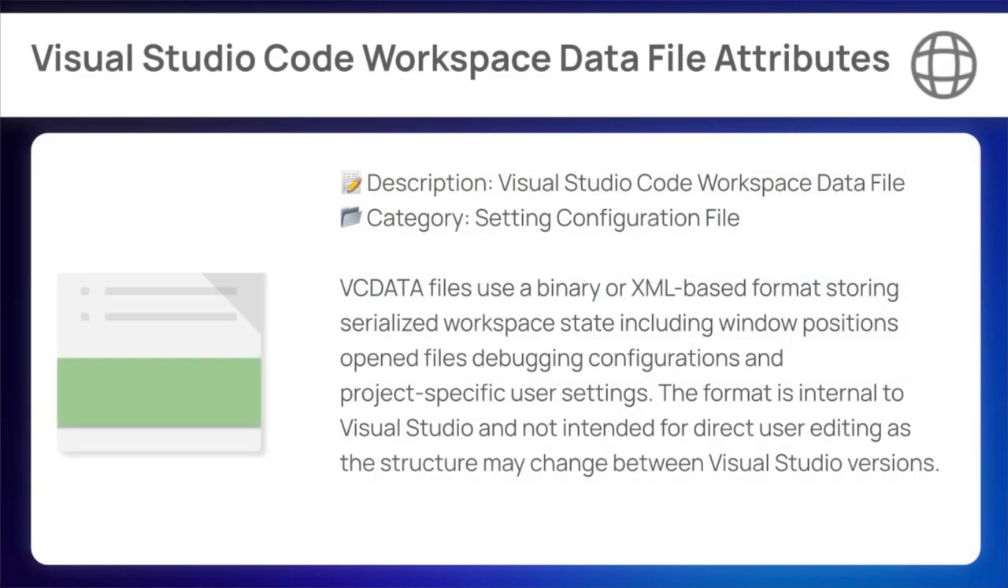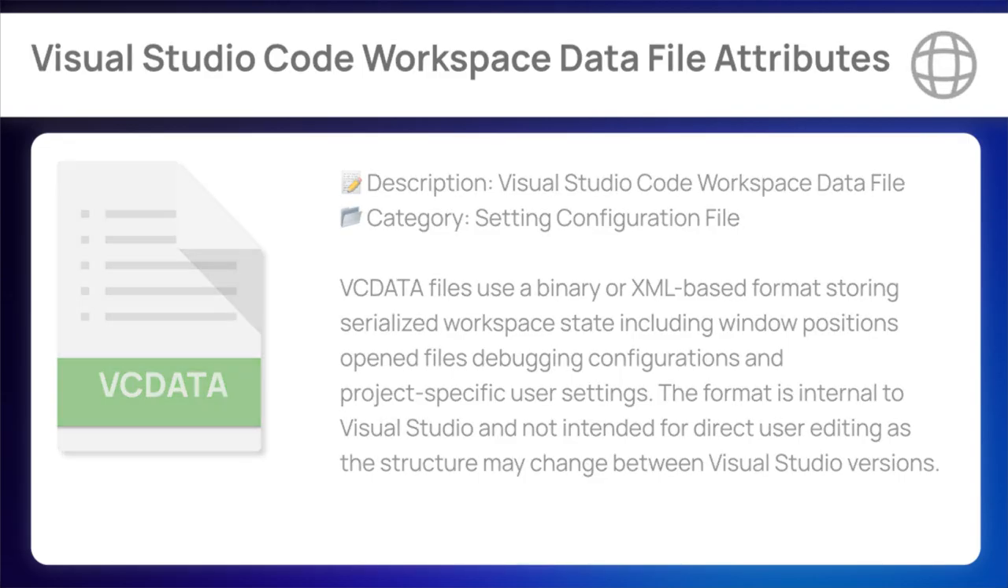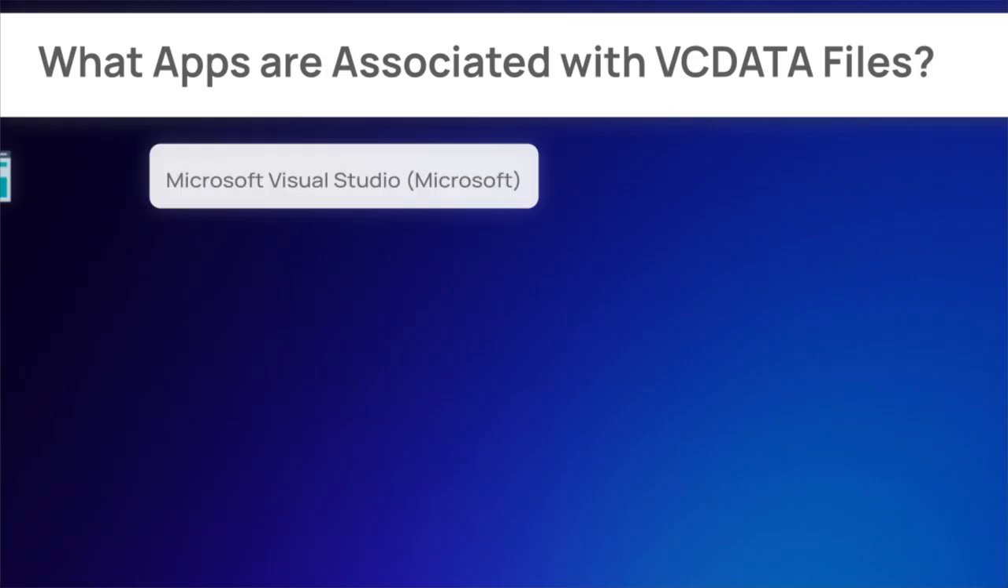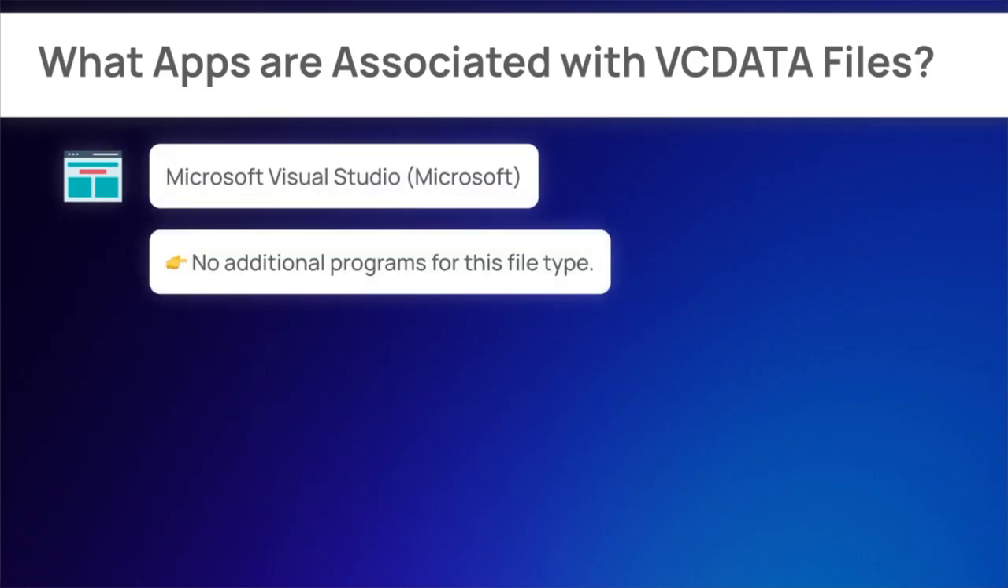VCDATA files use a binary or XML-based format, storing serialized workspace state, including window positions, open files, debugging configurations, and project-specific user settings. The format is internal to Visual Studio and not intended for direct user editing, as the structure may change between Visual Studio versions. The VCDATA format operates under the official standard set by Microsoft Visual Studio from Microsoft.